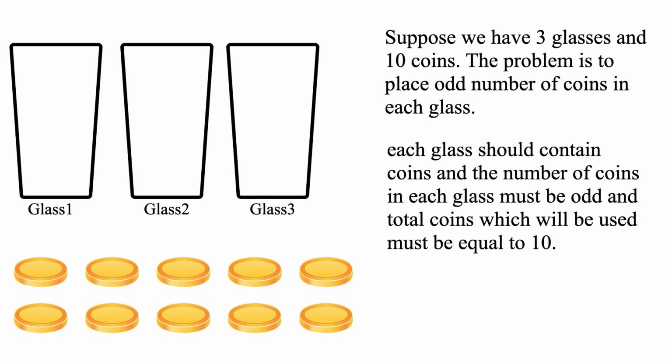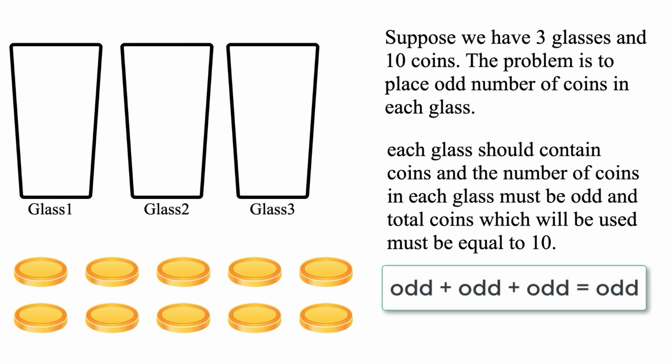See, it is not possible to use all 10 coins with each glass having an odd number of coins. This is because if you add an odd number of coins an odd number of times, then the result is always odd but not even. But here there are 10 coins, which is even. That is the challenge here. There is an even number of coins but the number of glasses is odd. Therefore we must think out of the box.